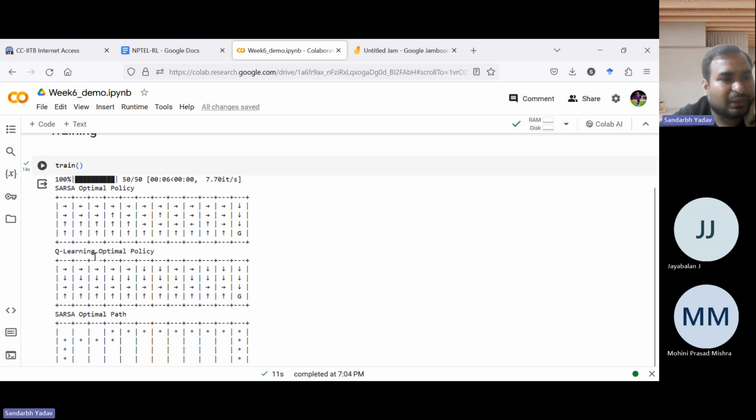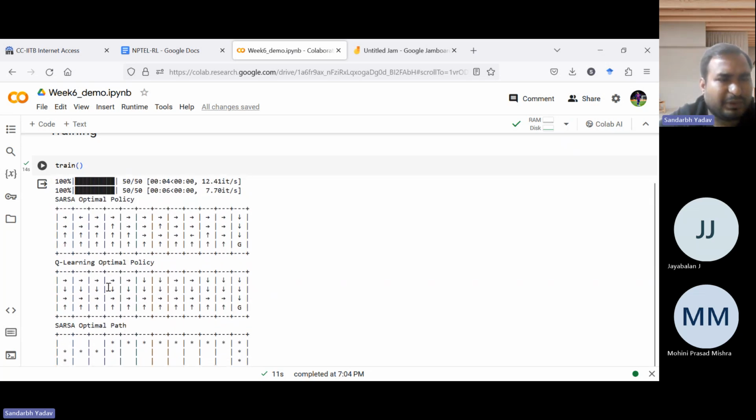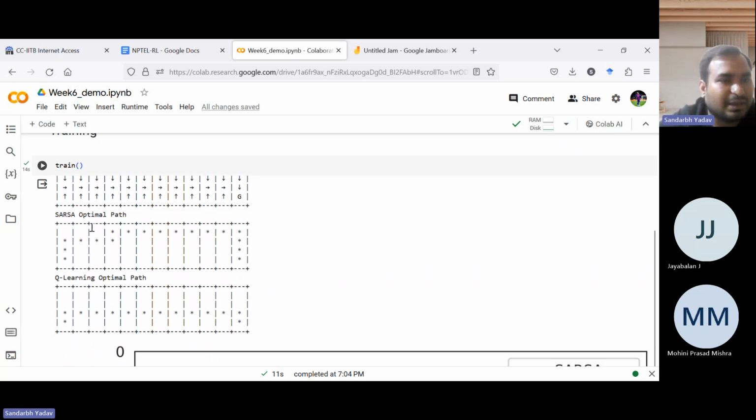So what is the Q learning policy? You can see here, this is our start state, right? When you go up, Q learning is saying that you go right, and come down. So this is your goal state. But SARSA is saying something different, and maybe you can see better in the case of this path. Q learning is saying that you take this path, which we have already seen in the class, closer to the cliff, but the shortest path. Whereas SARSA is preferring a little safer route.